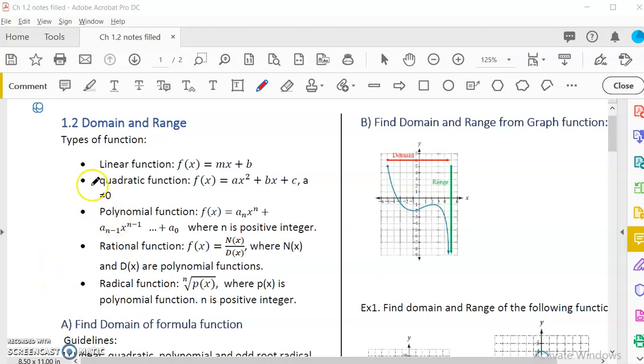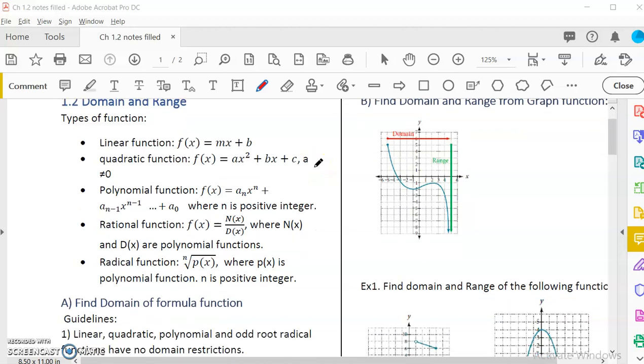Hello, pre-calculus student. This video is for OpenStax Chapter 1.2 Domain and Range. Of course, it's domain and range of functions. In 1.1, we introduced some basic functions. We call them toolkit functions.